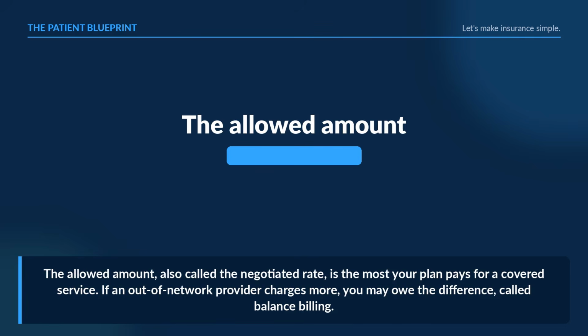The allowed amount, also called the negotiated rate, is the most your plan pays for a covered service. If an out-of-network provider charges more, you may owe the difference, called balance billing.